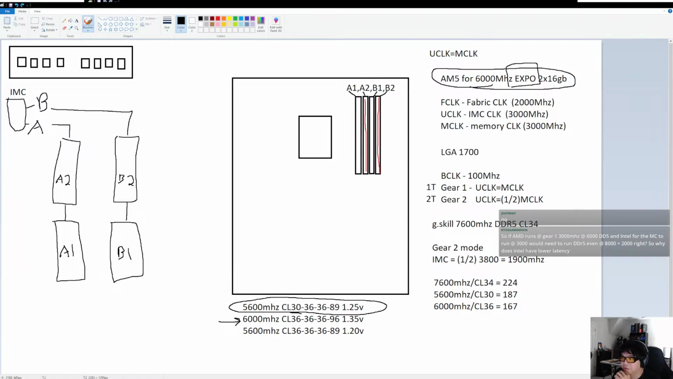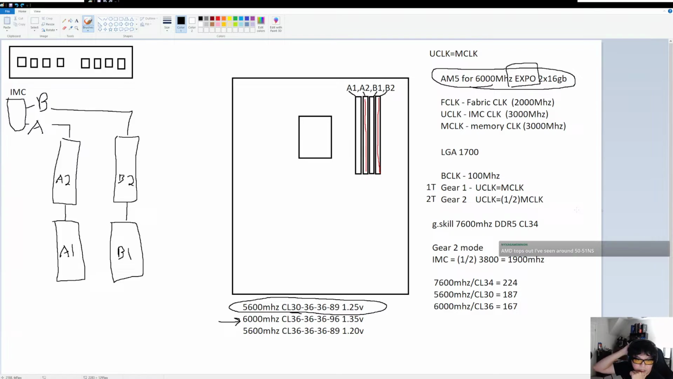So if AMD runs Gear 1 at DDR 6000, Intel for the memory controller to run at 3000 would need to run DDR5 even at 8000 equals 2000. So why does Intel have lower latency? AMD tops out, I've seen, around 50 to 51 nanoseconds. That's a really good question, because the way I think about it is if Intel can't do Gear 1, I don't understand how Intel's latency is so good. Because Gear 2 is literally like the memory clock is half. So I'm not sure exactly how.